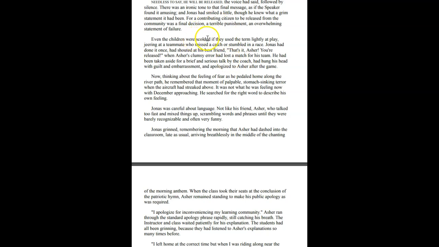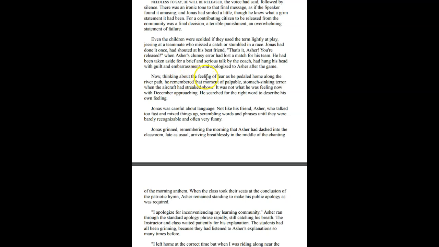Even the children were scolded if they used the term lightly at play. Jeering at a teammate who missed a catch or stumbled in a race, Jonas had done it once, had shouted at his best friend, "That's it, Asher, you're released," when Asher's clumsy error had lost a match for his team. He had been taken aside for a brief and serious talk by the coach, had hung his head with guilt and embarrassment, and apologized to Asher after the game.